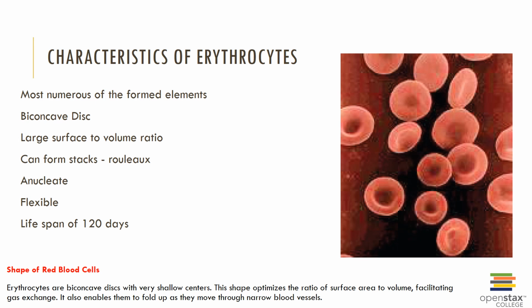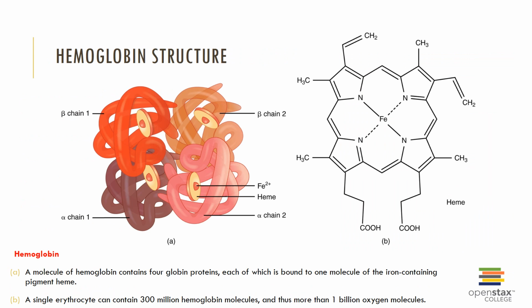Red blood cells contain large amounts of a pigmented transport protein known as hemoglobin. Here you can see the hemoglobin structure. Each red blood cell contains 200 to 300 million hemoglobin molecules. For diagnostic purposes, hemoglobin levels are reported in grams per deciliter. The normal range for males is 14 to 18 grams per deciliter, and for females is 12 to 16 grams per deciliter.